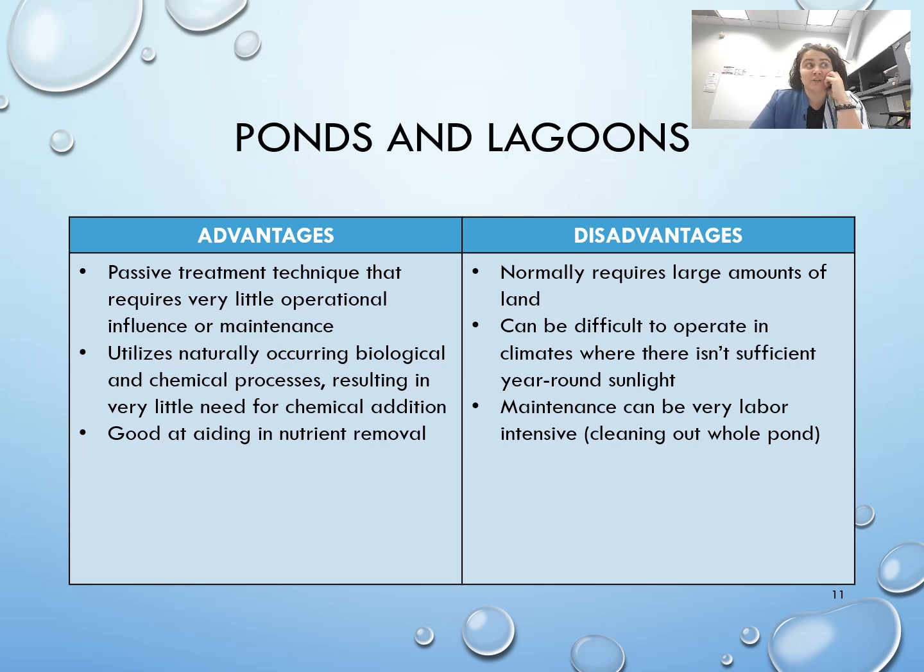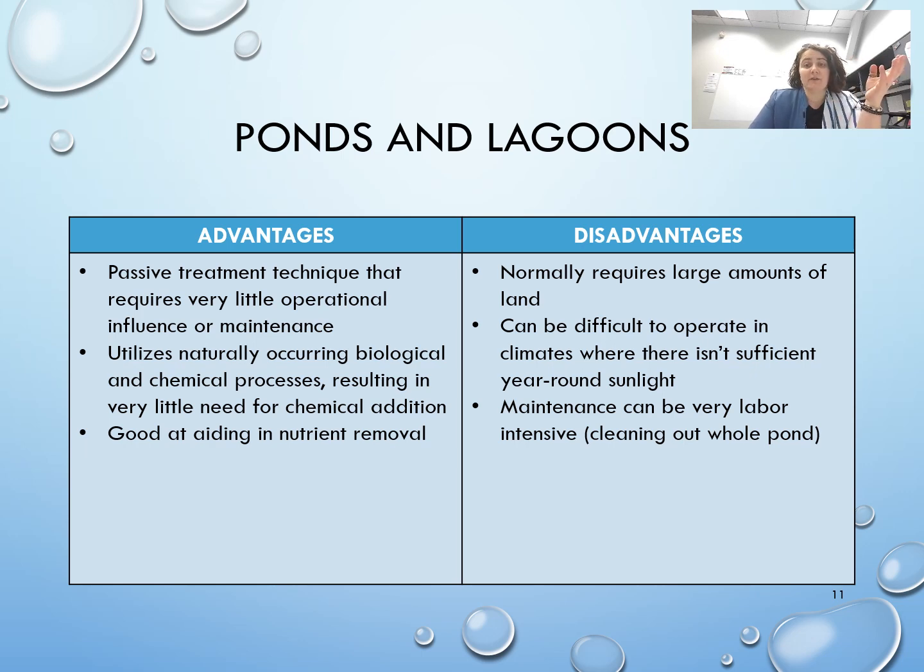They can't be used in colder climates. There's nothing to say that you can't use them. There's actually some that are used in northern Canada relatively well, but the operation of those is very different. So temperature is important from the standpoint of your kinetics in your system, but sunlight exposure is also important as well for those algal species.